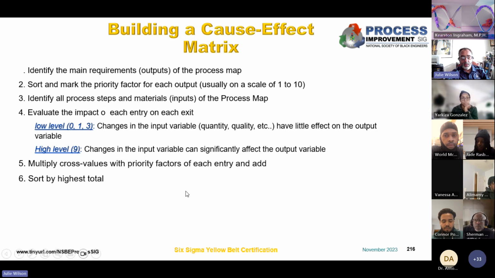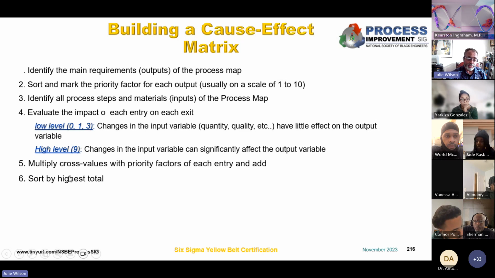And when we think about what's important to the customer, not all things are equal to our customer, so we want to prioritize the outputs or the customer requirements on a scale of 1 to 10. Then we want to identify all the process steps of the process map, and then we want to relate how these process steps impact the output.